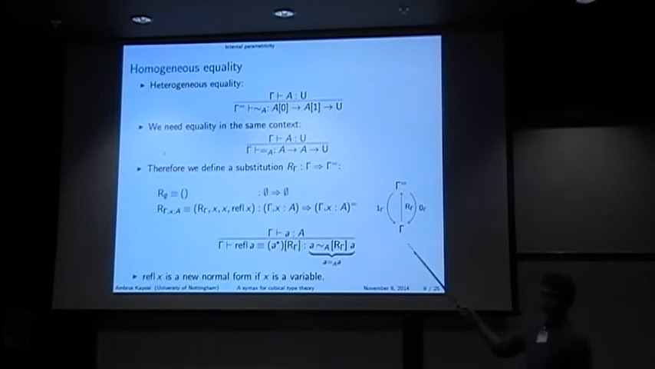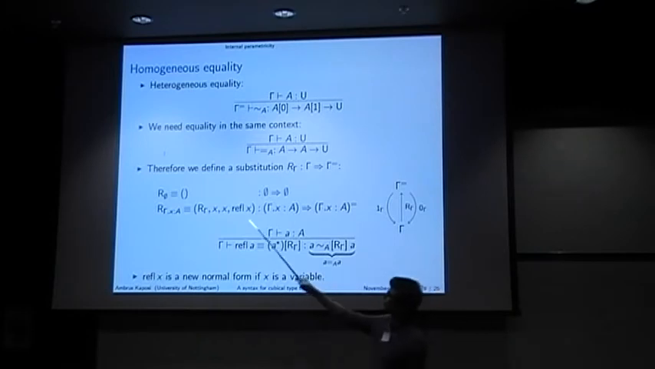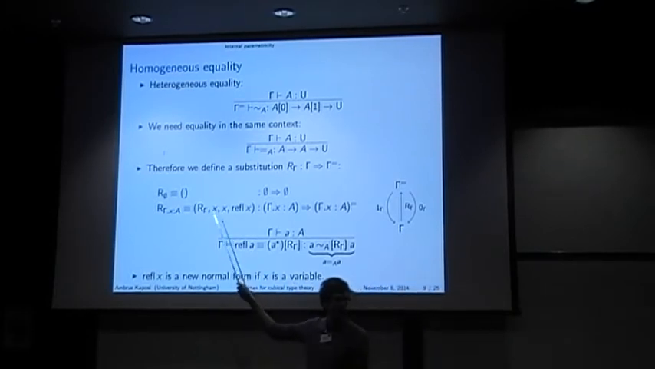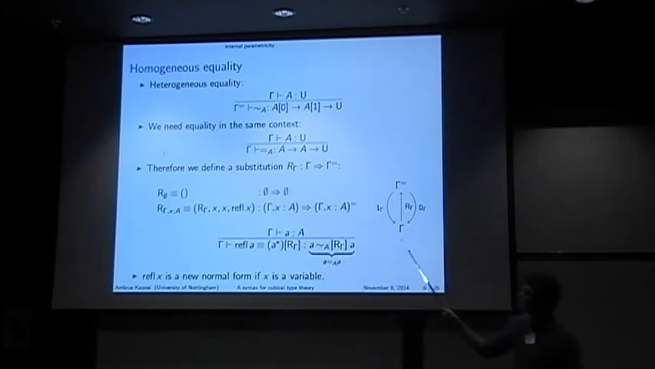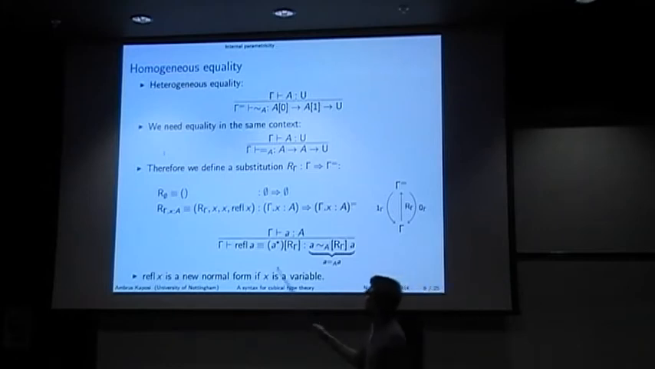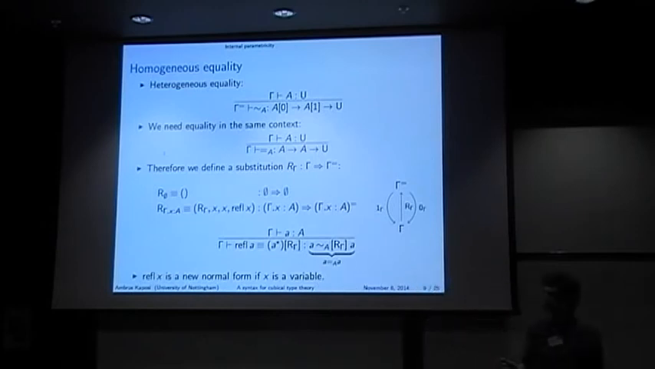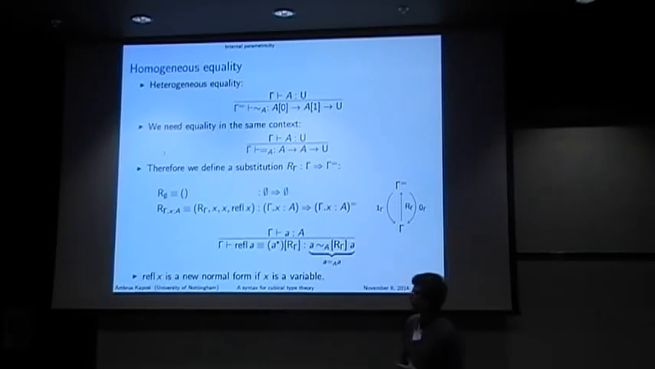So we do this by adding a substitution, which goes the other way, from gamma to gamma equals, which just repeats. The two copies of the same type, we just put in the same variable there. And then we add this new refl construction there as the line between those two points. And this refl of x will be a new normal form, if x is a variable.